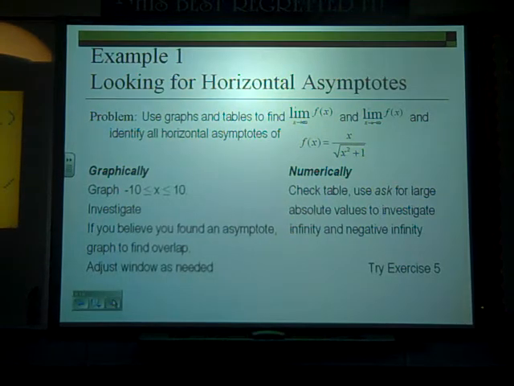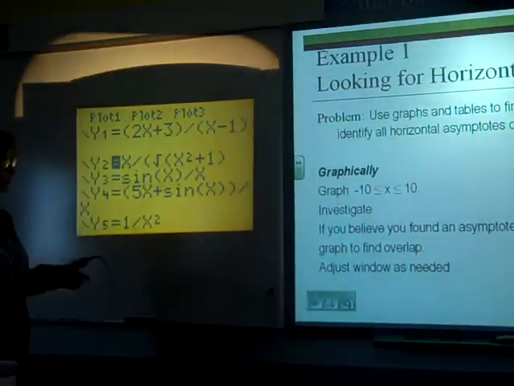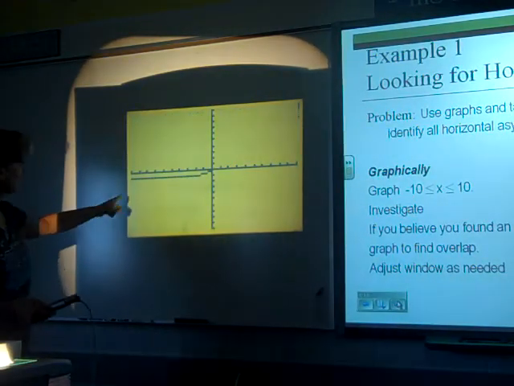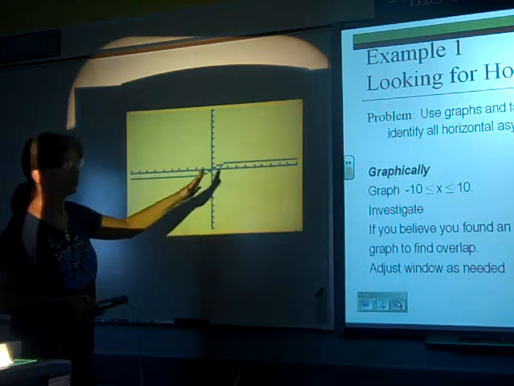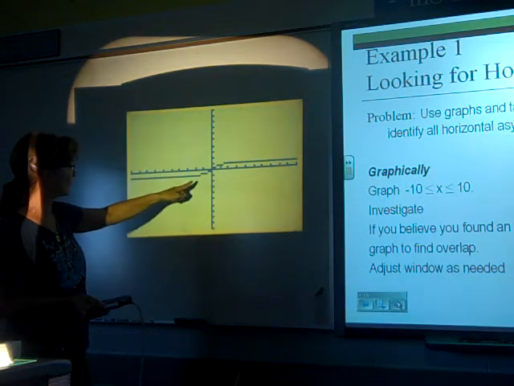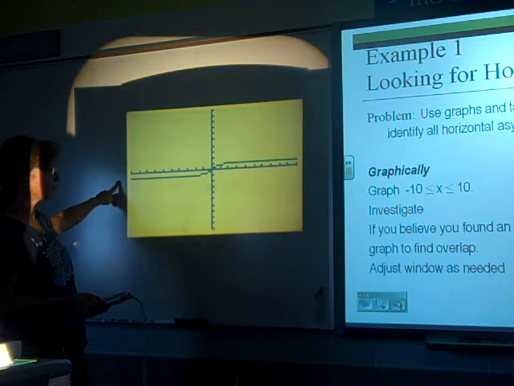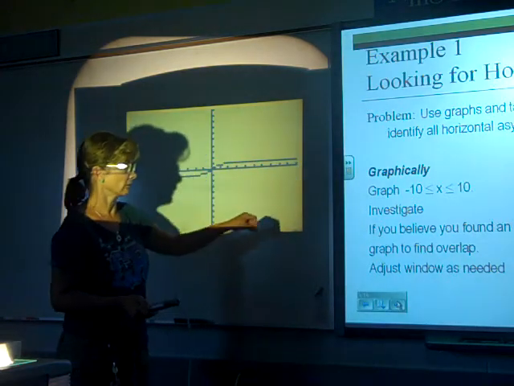We're going to turn that one off and this one on. So now we're going to look at x divided by the square root of x squared plus 1. And we look again, negative 10 to 10, and you can see this sort of thing. We don't have a vertical asymptote, but graphically you can see it looks like it's going to settle into negative 1, and it's going to settle in at 1 here.